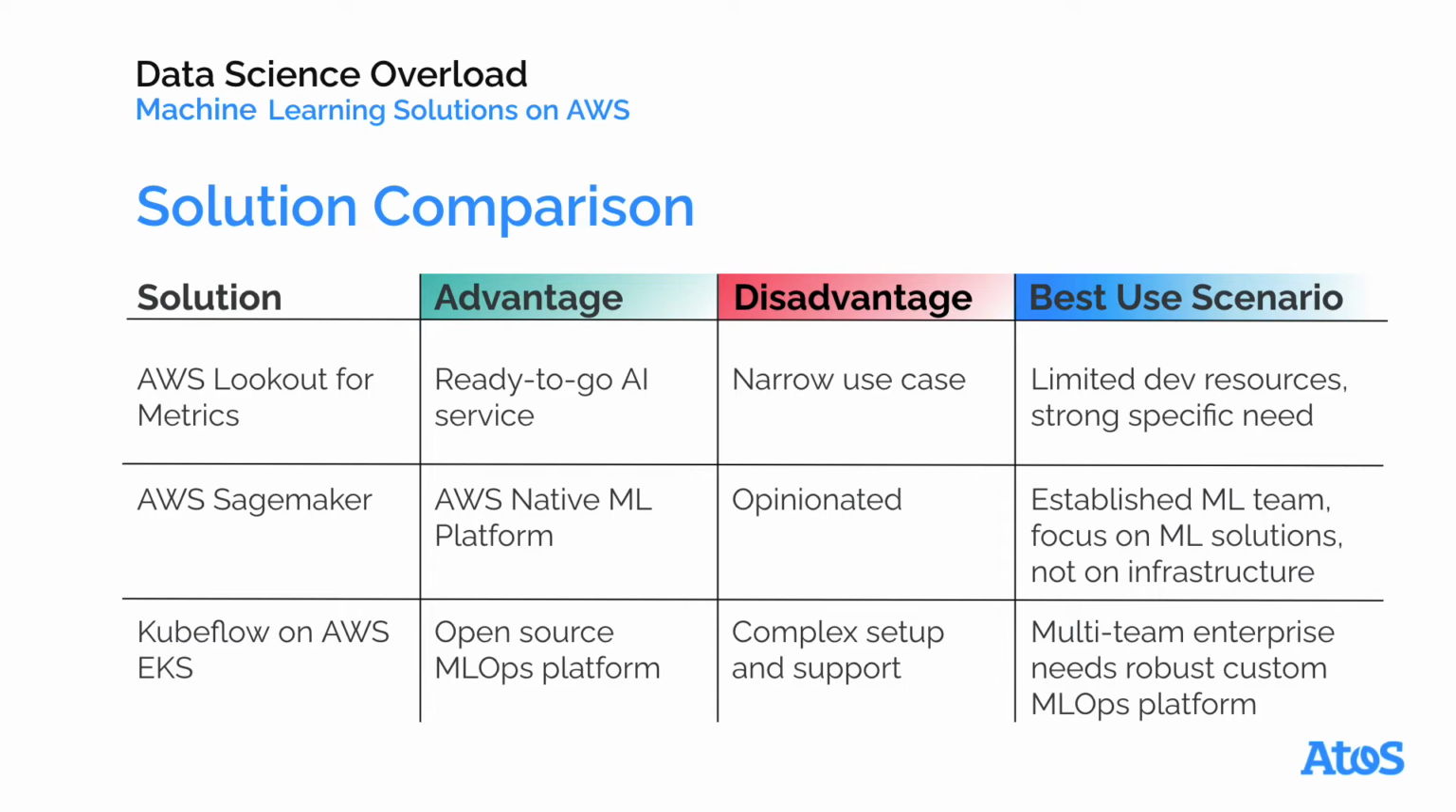Next, AWS SageMaker. This is a native ML platform on AWS. It is somewhat opinionated, but it's often a good opinion. And if you have an established ML team with a need to focus on ML solutions rather than infrastructure, then this is a really good bet for you. Lastly, Kubeflow on AWS EKS. This is an open source MLOps platform. It's fairly complex to set up and support, but for multi-team enterprises that need robust custom MLOps support for their business, this is a great solution as well.